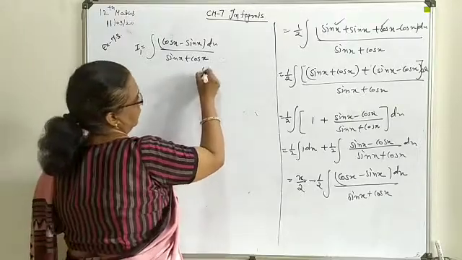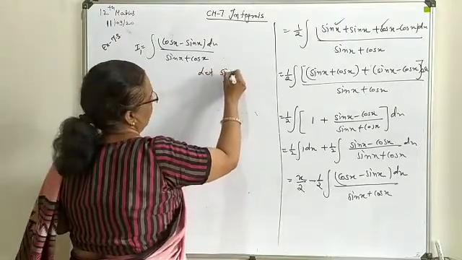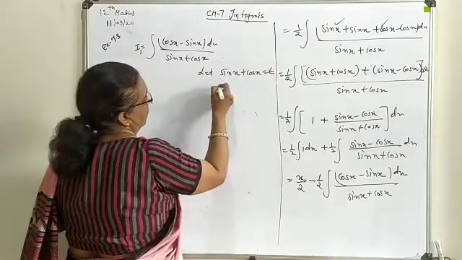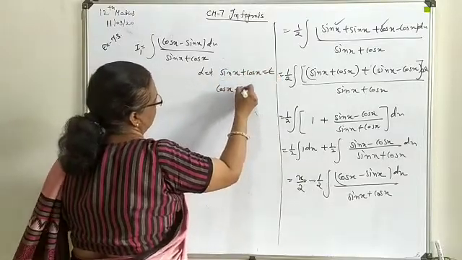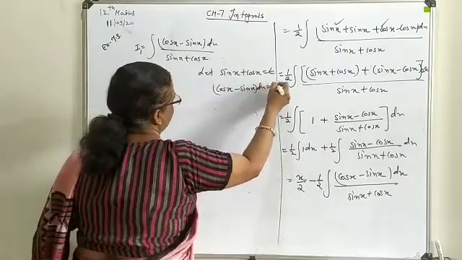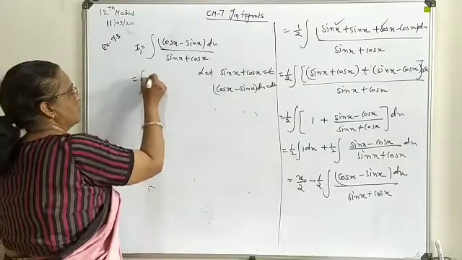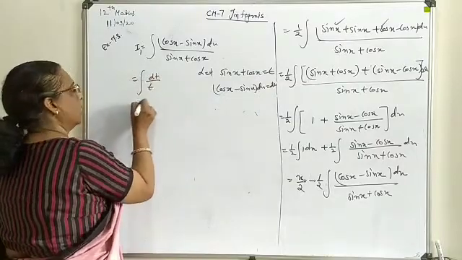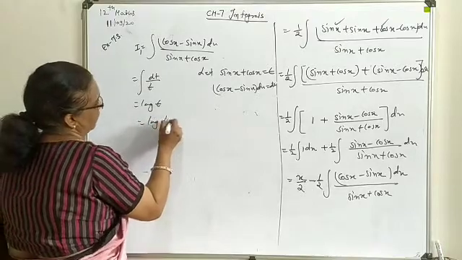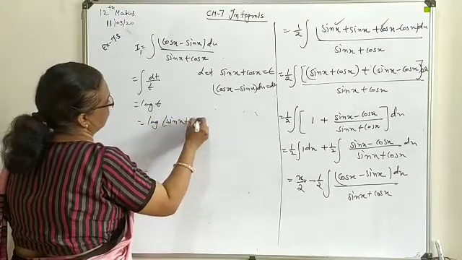Now here let sin x plus cos x be t. This cos x minus sin x dx is dt. So the question becomes dt upon t. It will be log of t, meaning log of sin x plus cos of x.